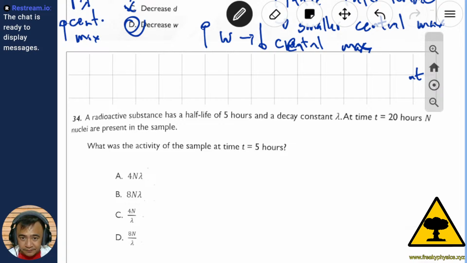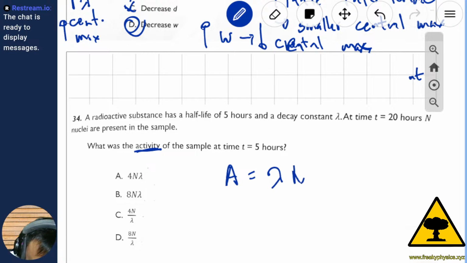Since it says activity here, there is a formula for the activity, and that's equal to the decay constant times the half-life. This is by definition.